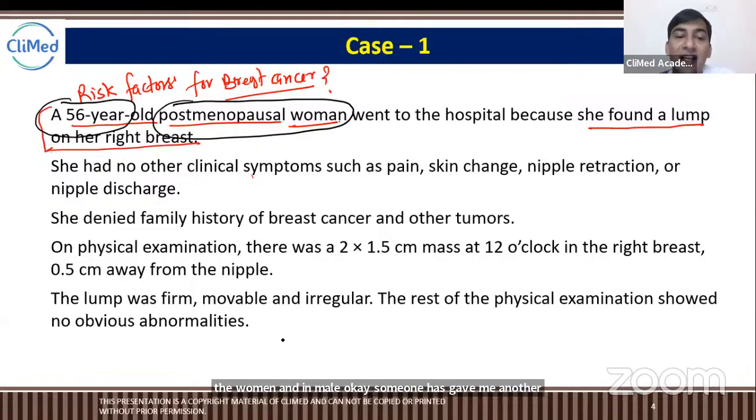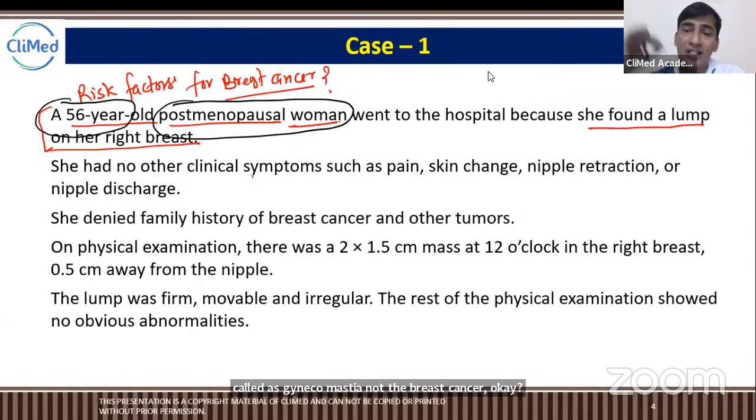Can you tell me, if there is chest cancer, like nipple cancer, in a male, what is it called? Can someone tell me what it is called in male patients, if they have nipple cancer or chest cancer, like breast cancer? Gynecomastia. Exactly. That is called gynecomastia, not breast cancer.